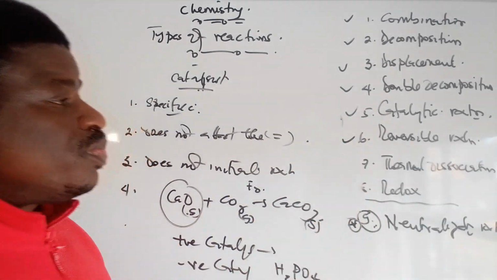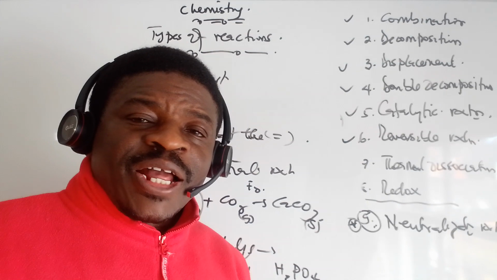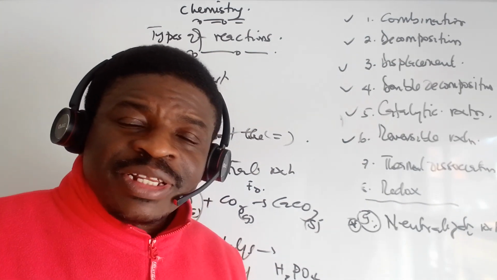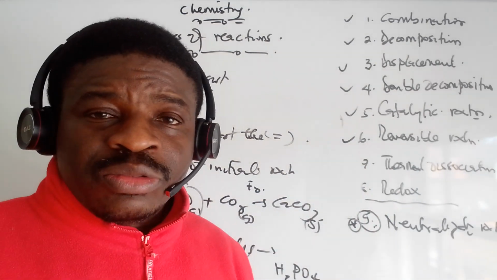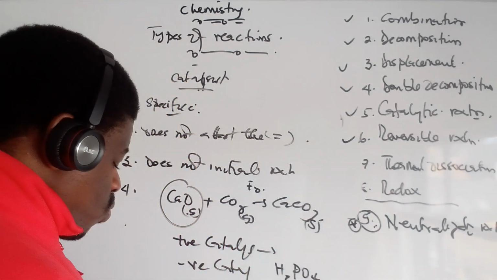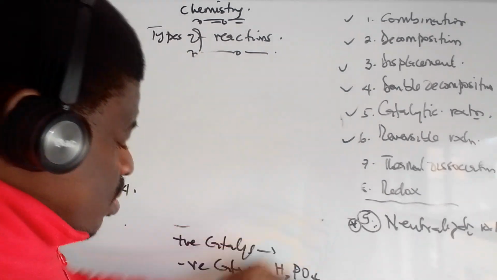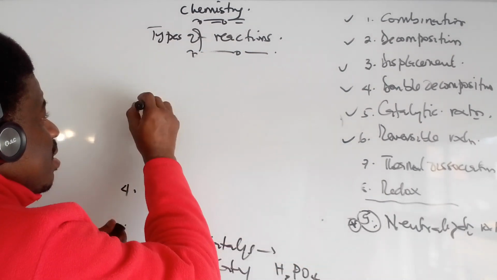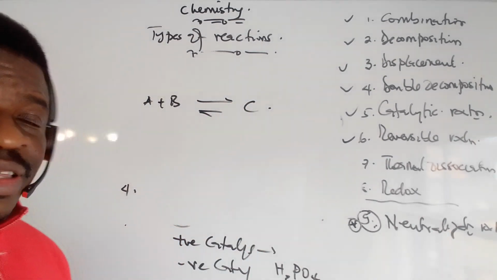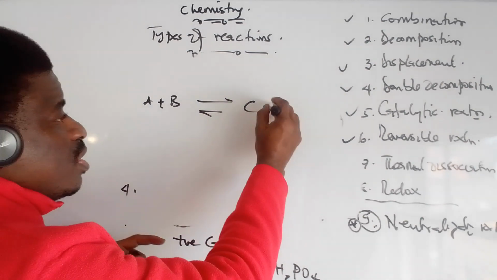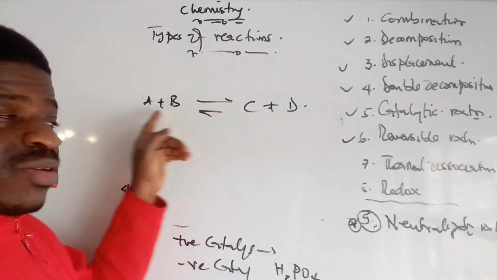Then the next one is reversible reaction. Now, a reversible reaction is a reaction that has the forward and backward reaction. For example, when you have A plus B, it's reversible, or let me put it plus D. So it's reversible. It can go forward and it can go backward.